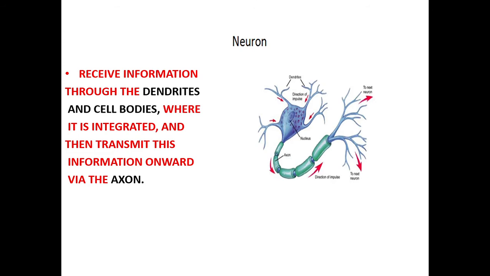The nerve cell or the neuron receives information through the dendrites and cell bodies where it is integrated and then transmits this information onward via the axon. So in the illustration, you can see the red arrows wherein information is received by the dendrites in the upper processes and is forwarded towards the axon, then towards the brain for proper processing.